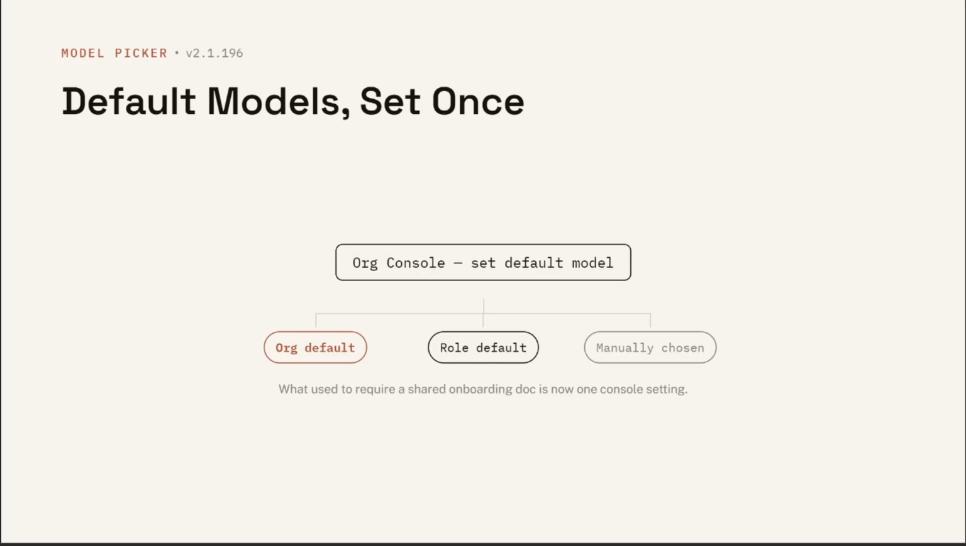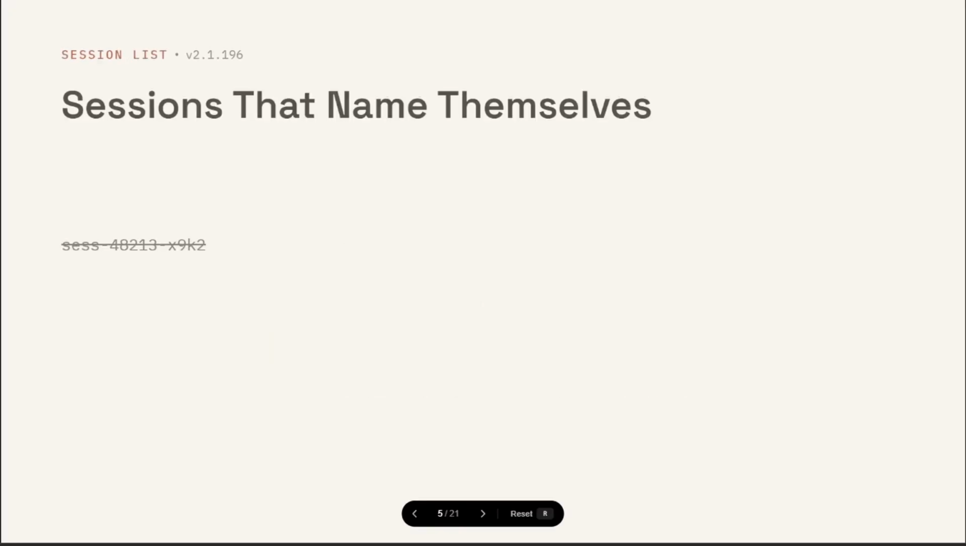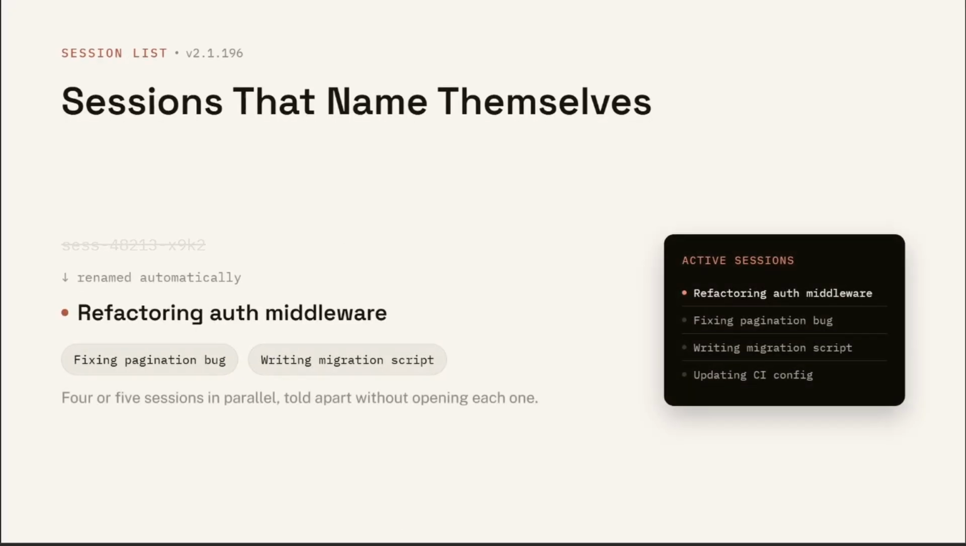Next, session names. Every Claude Code session used to start with a generic identifier, a string nobody could recognize a week later. 2.1.196 replaced that with a readable default name generated from what the session is actually doing. Anyone running 4 or 5 sessions in parallel, which the tool now actively encourages, can tell them apart without opening each one.